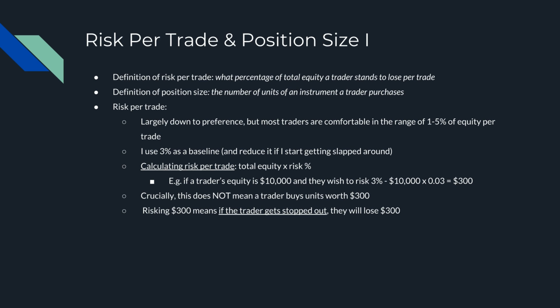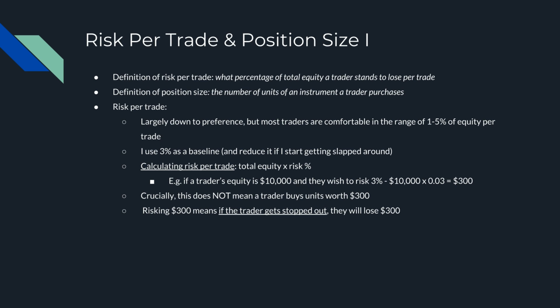So how do we calculate our risk per trade? We take our total equity, so how much we have in our account, so to speak, and we multiply it by the risk percentage, in decimal form, right? So in this basic example, if a trader's equity is $10,000 and they wish to risk 3%, that is 10,000 times 0.03, or 3% in decimal form, which comes down to $300.